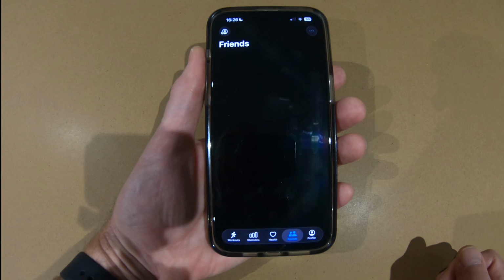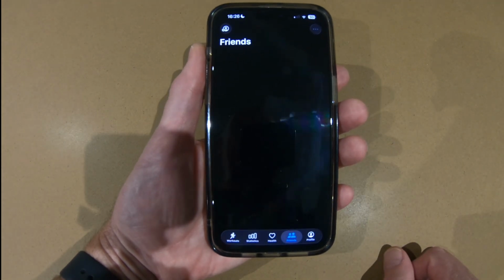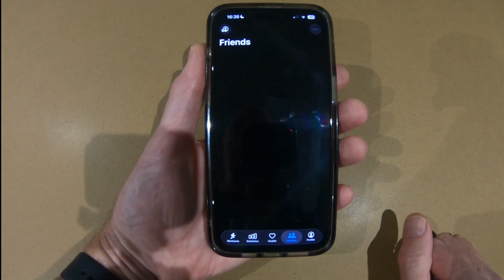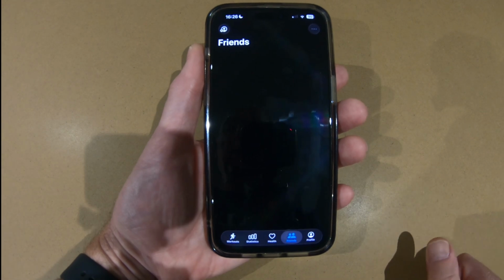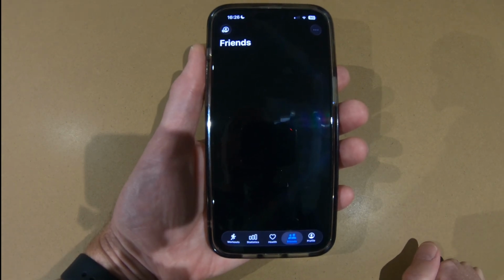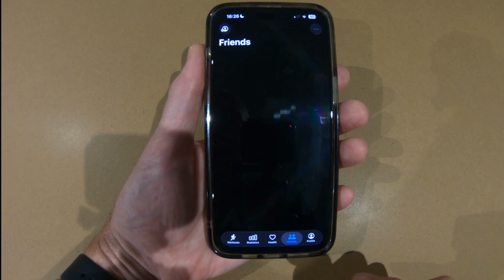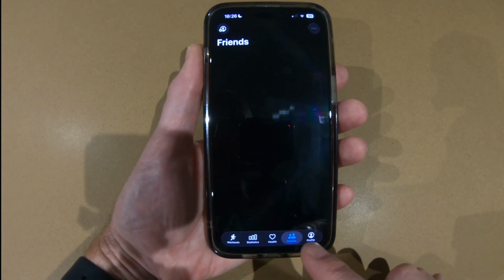Next one is for friends. As you can see, I don't have any friends. It's not something I use to try and locate people. And to be honest, not many people I know have this app. So it's not something that I use, but it's there if you want to use it.